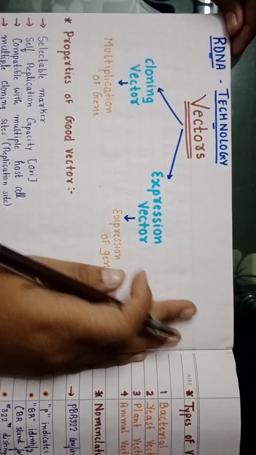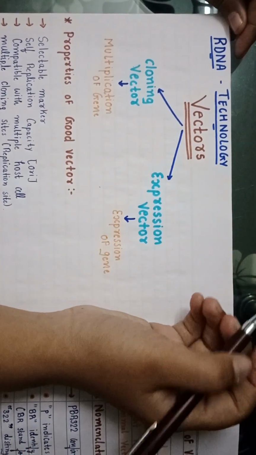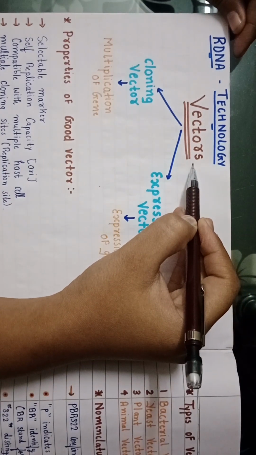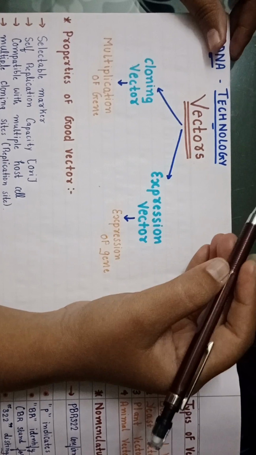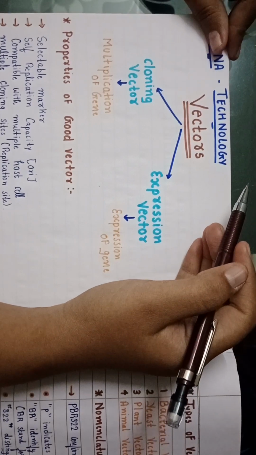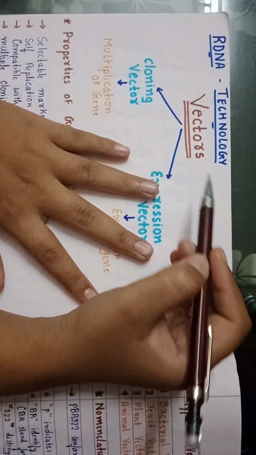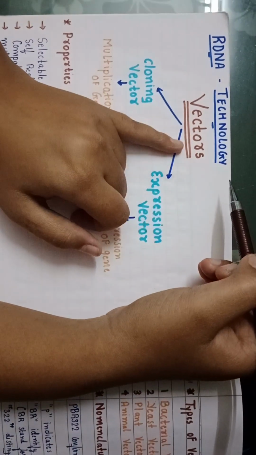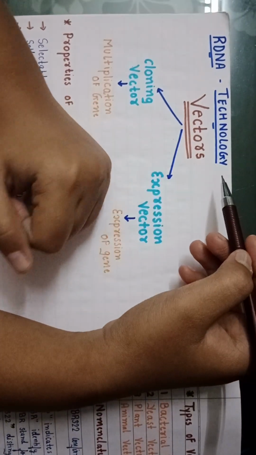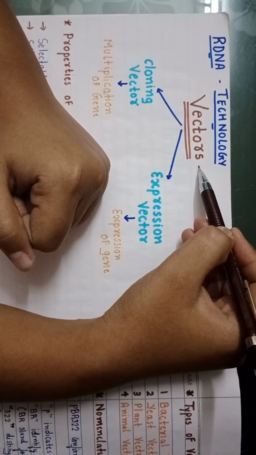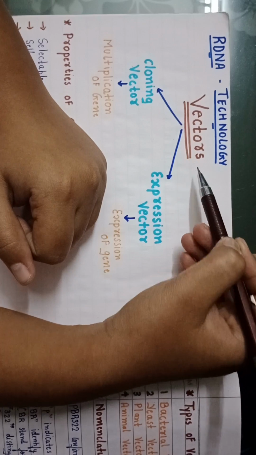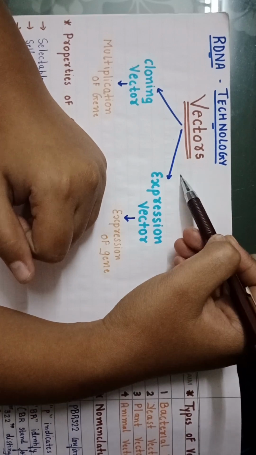Hello students. So today we are going to learn about vectors. This is a part of rDNA technology. So let's learn about vectors. But before that, first understand what is a vector. A vector is a type of carrier molecule which carries our desired gene of interest into the host cell.